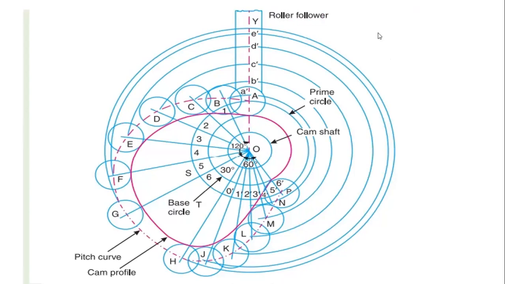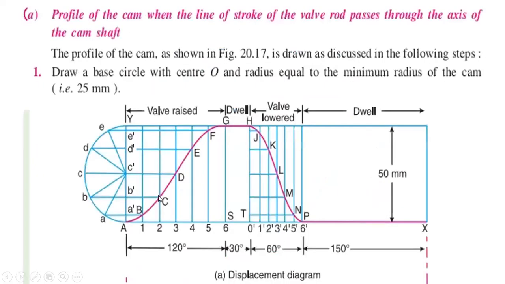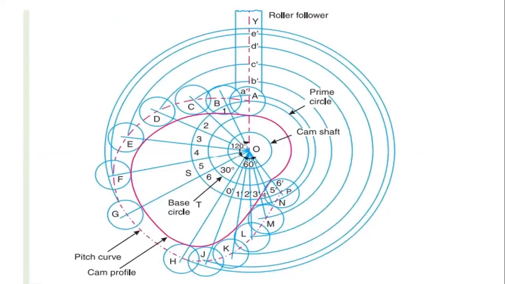Then take it in a similar way: 2 to C, 3 to D, 4 to E, 5 to F. From the second point, take the length 2 to C and cut it on this line. So we have obtained the point C here. Similarly, for the remaining positions, in the same procedure, cut those arcs. So we have obtained the points D, E, F, and G. Then this is the freehand curve in pink color, which you have to draw after obtaining the points.